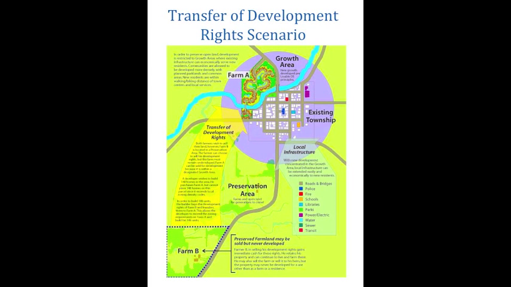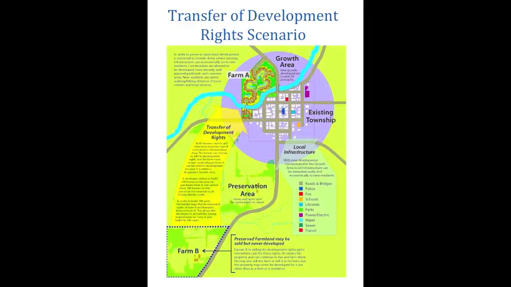With a TDR program in place, the developer of Farm A in the growth area is able to build at a higher density and potentially earn a greater profit. However, in order to build at the higher density, the developer must first purchase those additional development rights from a willing landowner in the preservation area.